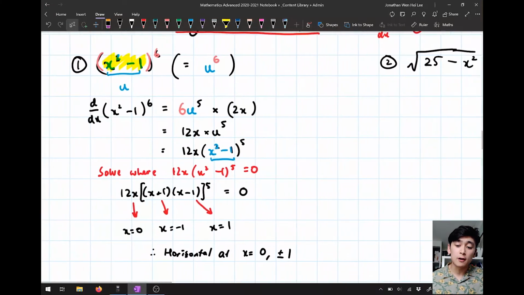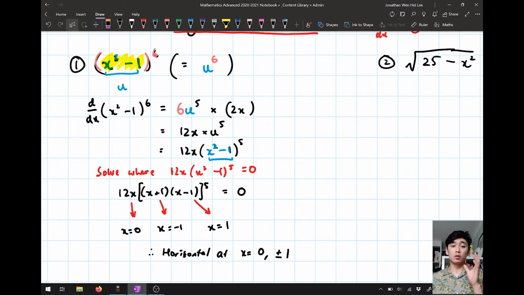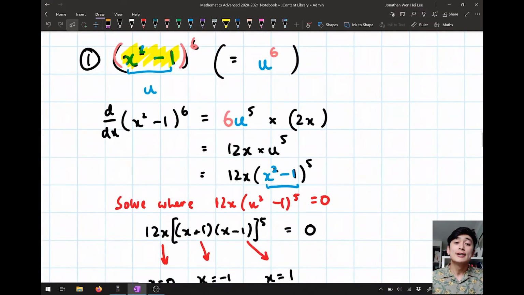We found what our inside function and our outside functions are. We differentiate them separately. If you want to write it out fully, so you see which part is your u, that might be helpful for you. Once you get used to this and don't need that particular step, you don't need to write this first. You can just jump to that last one.